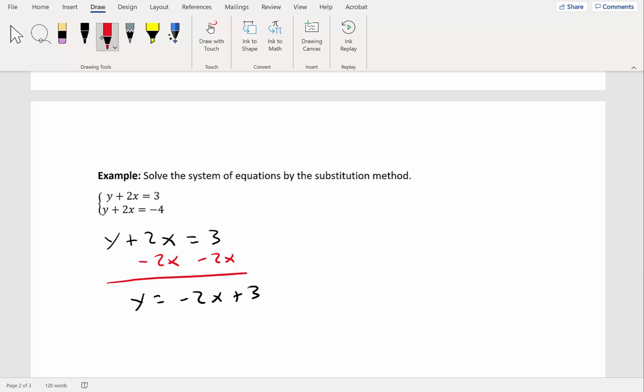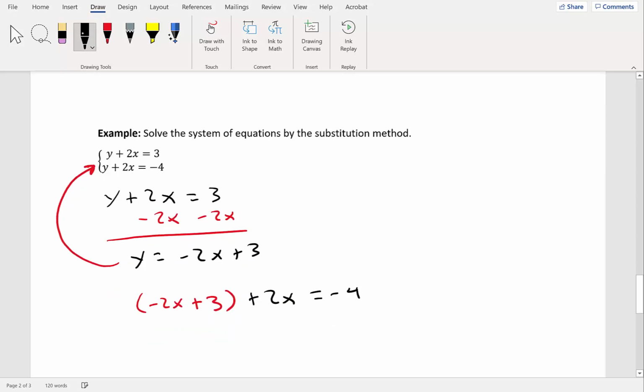And now we're going to go ahead and plug this in to the other equation. So we're going to plug this into our second equation. Okay. So we have negative 2x plus 3. So I'm changing my y into negative 2x plus 3. And we have plus 2x is equal to negative 4. Okay. Now let's go ahead and combine like terms. So the negative 2x plus 2x, these cancel out with each other. So all we're left with here is 3 is equal to negative 4.